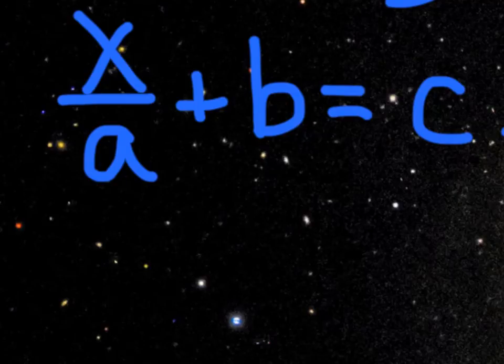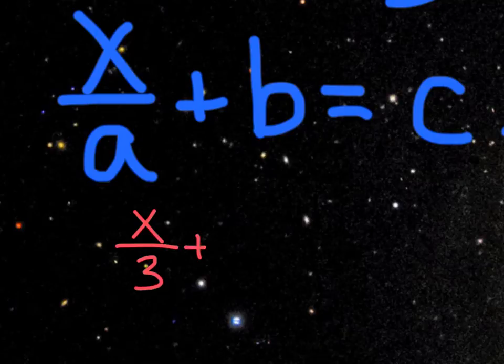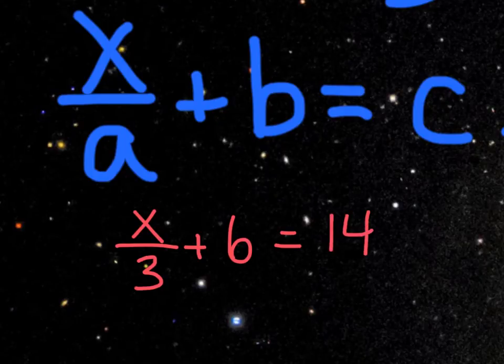So just real quick, I'll give you a couple examples. A might have a value of 3, B might have a value of, let's say, positive 6, and C might have a value of 14. So that's an example of an equation in this format.